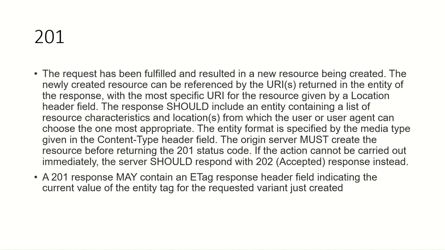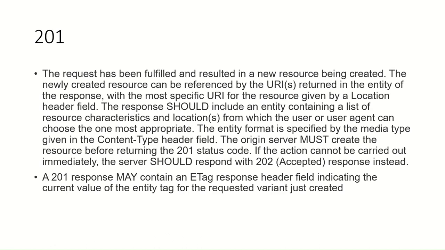The request has been fulfilled and resulted in a new resource being created. Okay, the newly created resource can be referenced by the URI returned in the entity of the response, with the most specific URI for the resource given by the location header field. The response should include an entity containing a list of the resource characteristics and location from which the user or the user agent can choose the one most appropriate. Okay, so this is basically used for the PUT and POST APIs, where the resource is being created, you can say.